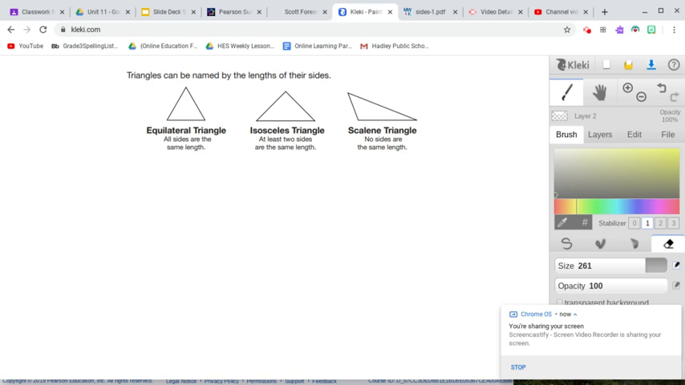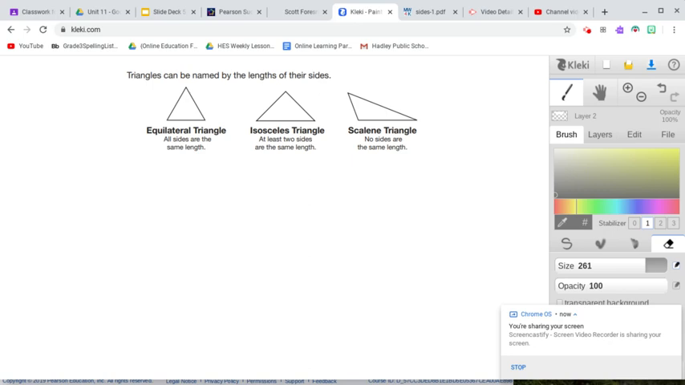All right, part 2 of 11.4. In the first video, we talked about classifying or naming a triangle based on its angle measures. So we learned that you can have an acute triangle if all three angles are acute. You can have a right triangle if one angle is right, and you can have an obtuse triangle if one angle is obtuse. All right, so make sure you've already watched that video before you come onto this one.